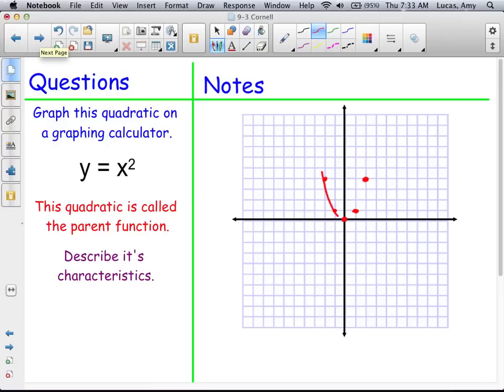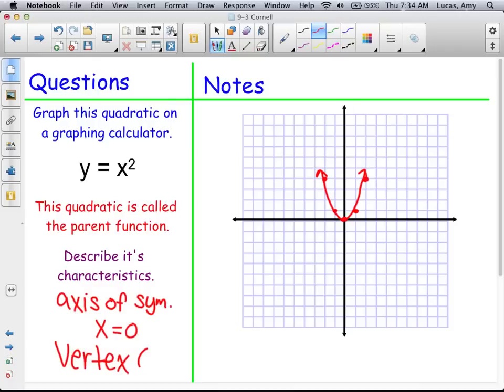This quadratic is called the parent function because it's the most basic parabola. It has an axis of symmetry that is the y-axis. So the axis of symmetry is x equals 0. The vertex is 0, 0. Now, what we are going to be exploring is what happens when we make some changes to the equation y equals x squared, and what those changes to the equation do to the graph of the quadratic.